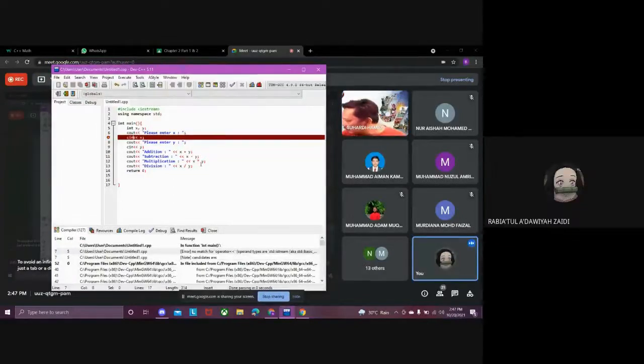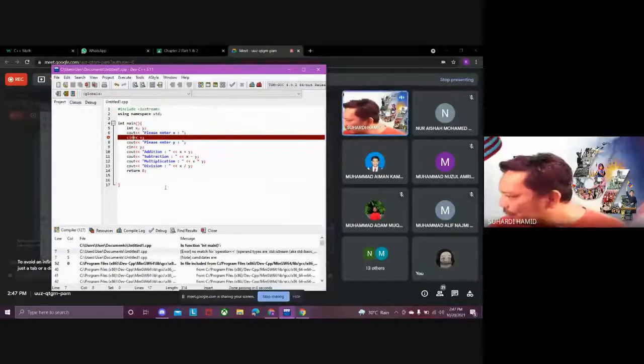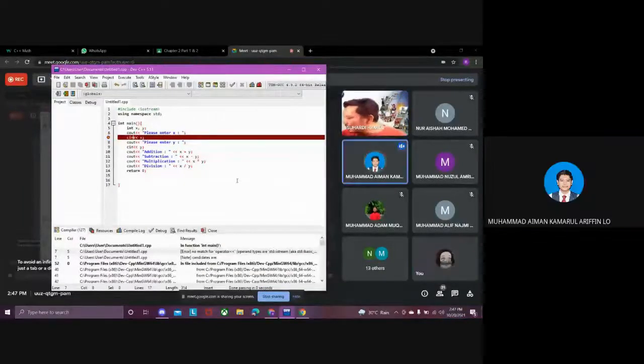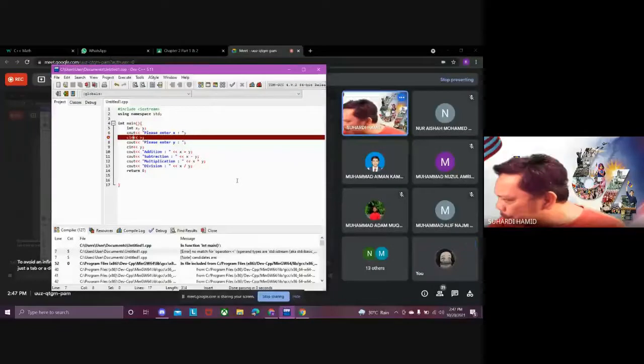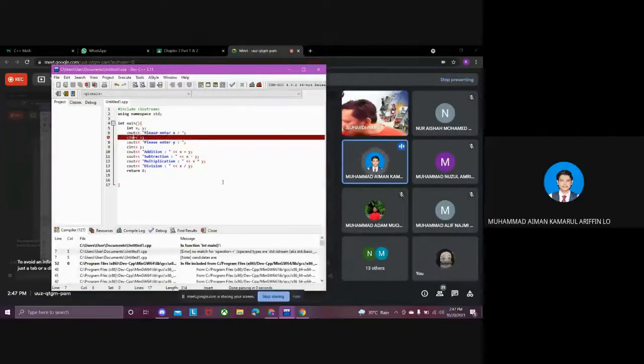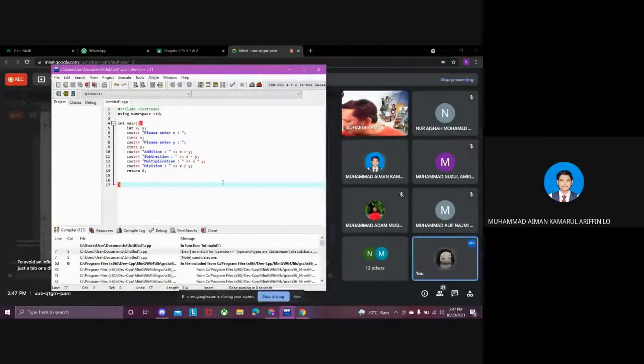I can't compile it, sir. You can't compile it? Class, what seems to be the problem here? It says no match for operator dash dash. There you go. You used the wrong operator. The arrow for cout is supposed to be to the right, not to the left. Oh, okay, okay.